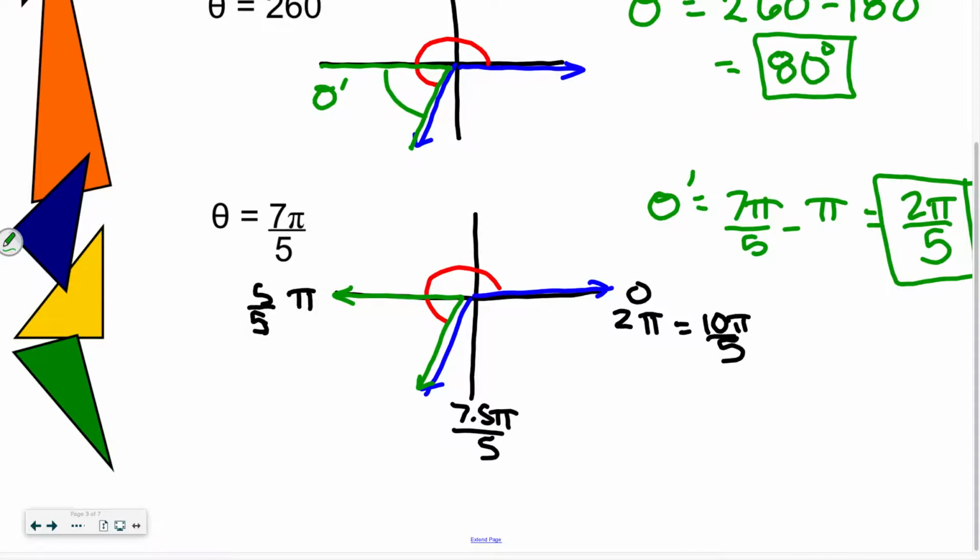Yes. If you're questioning if that's acute in radians, remember that the first quadrant is from 0 to pi halves. Is this less than 1/2? 2/5? Yeah, because 1/2 would be 2.5 over 5. So yeah, it's acute.